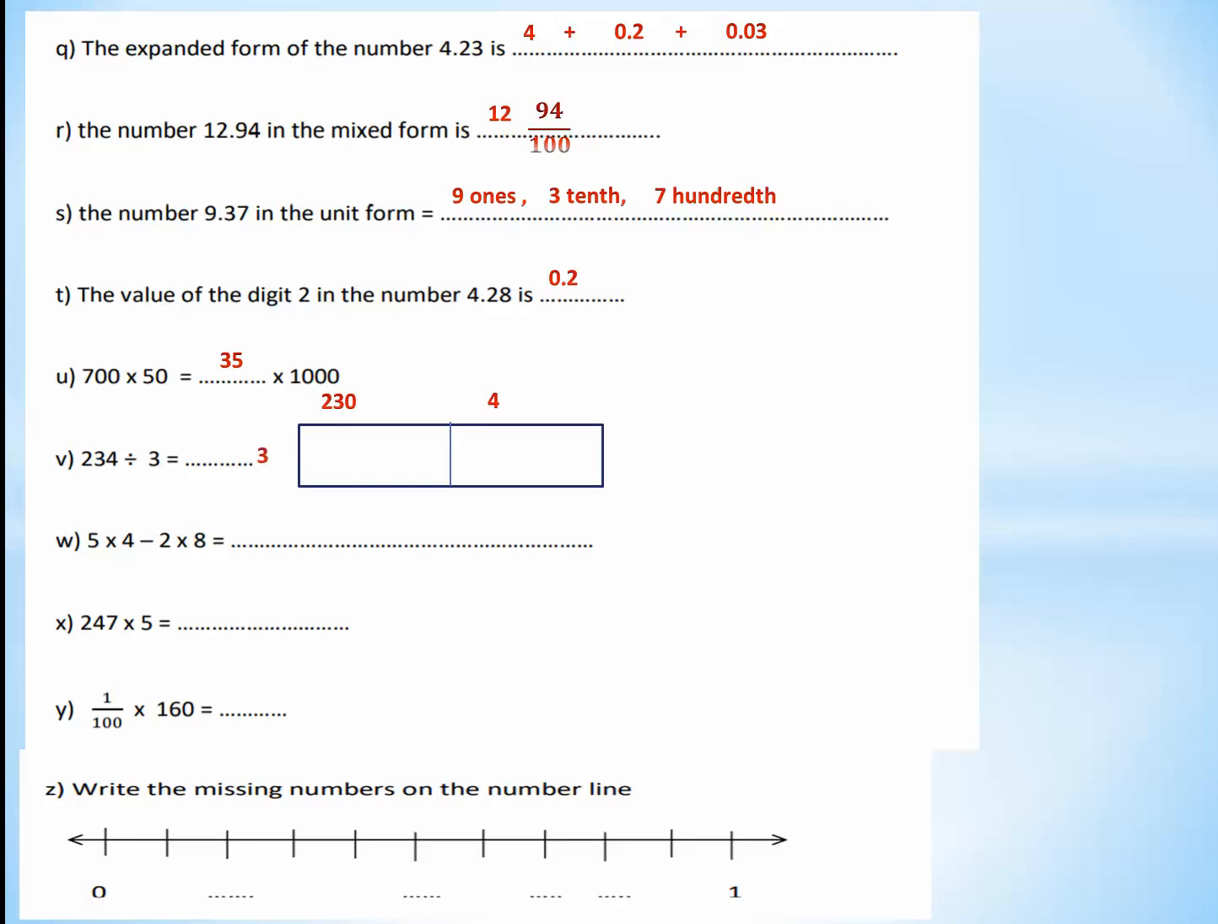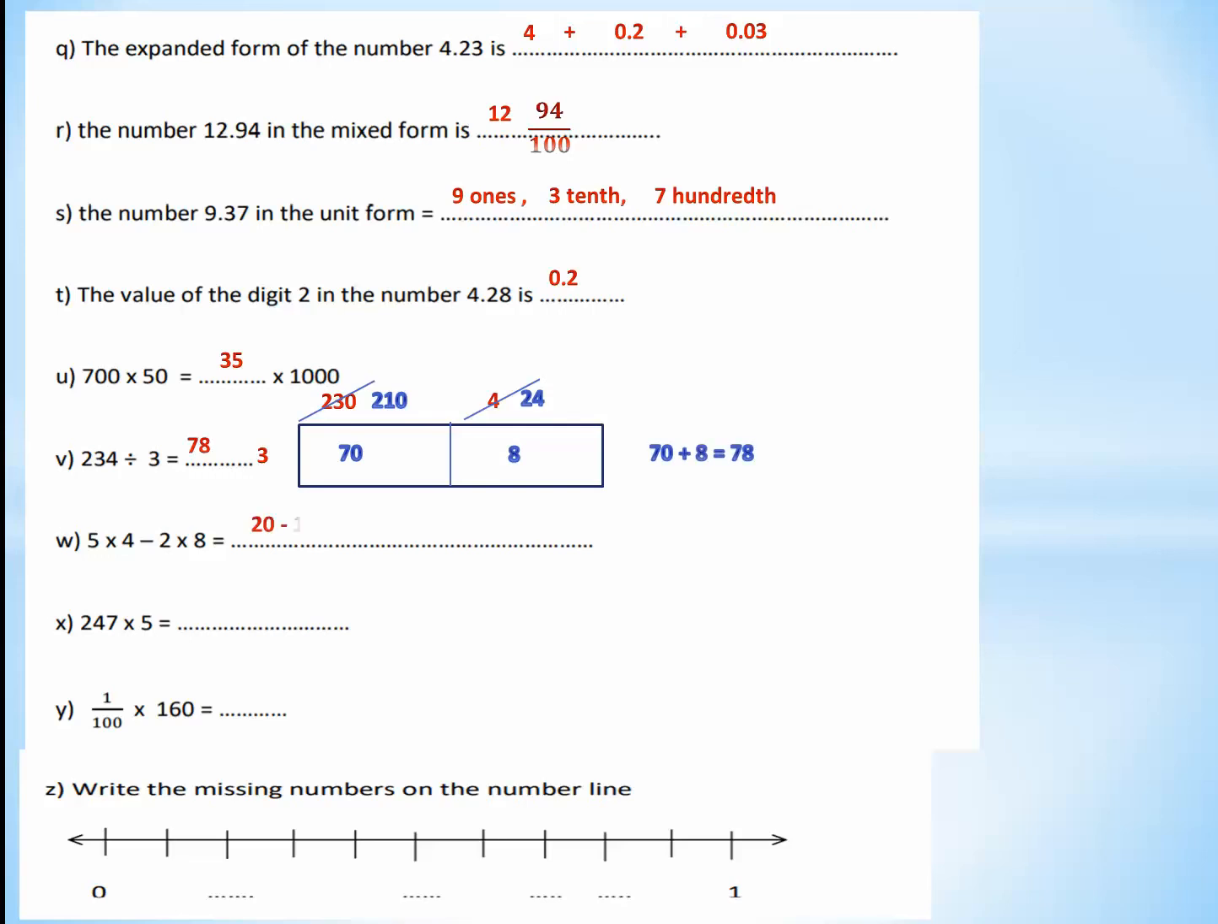230 divided by 3, we don't have any number in table 3 that gives us 230 or 21 or 23, so we are going to decrease the number to the number closest in table 3, so it will be 210. So decrease the 20 and add it to 4, it will be 24. 210, which number times 3 equals 210? It will be 70. Which number times 3 equals 24? It will be 8. So 70 plus 8 equals 78.